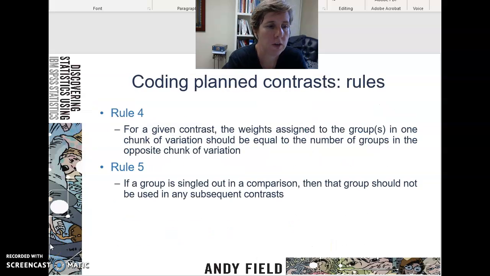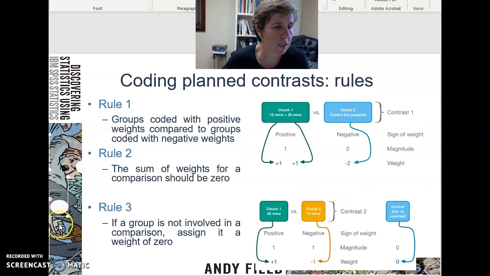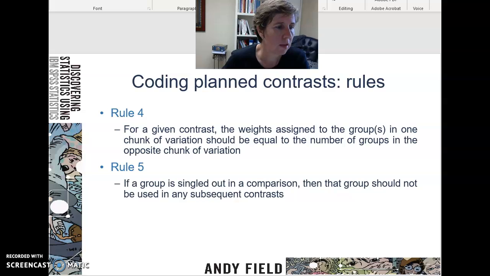So rule 4, for a given contrast, the weights assigned to the groups in one chunk of variation should be equal to the number of groups in the opposite. So again, here I've got 1 and 1. Here I've got 2, and here's 2. If a group is singled out in a comparison, that group should not be used in the subsequent contrast.